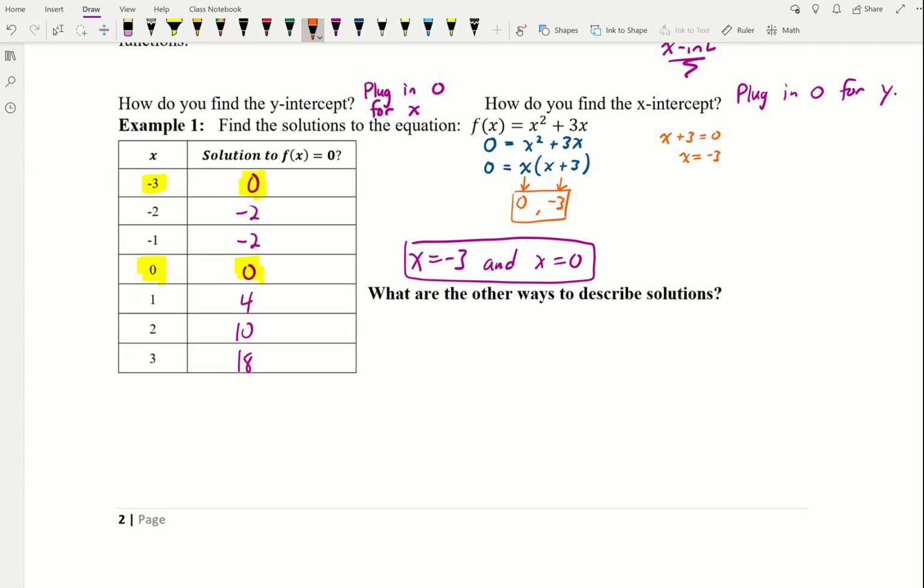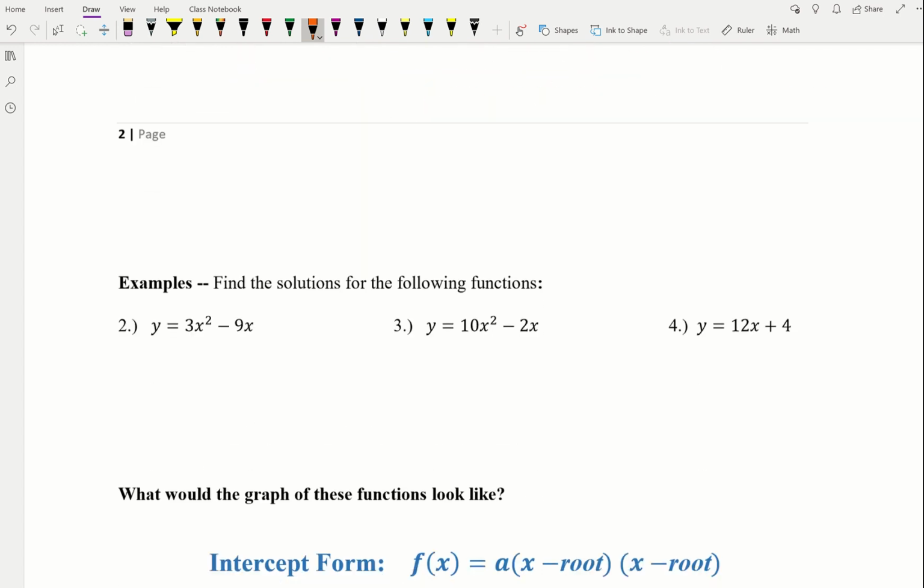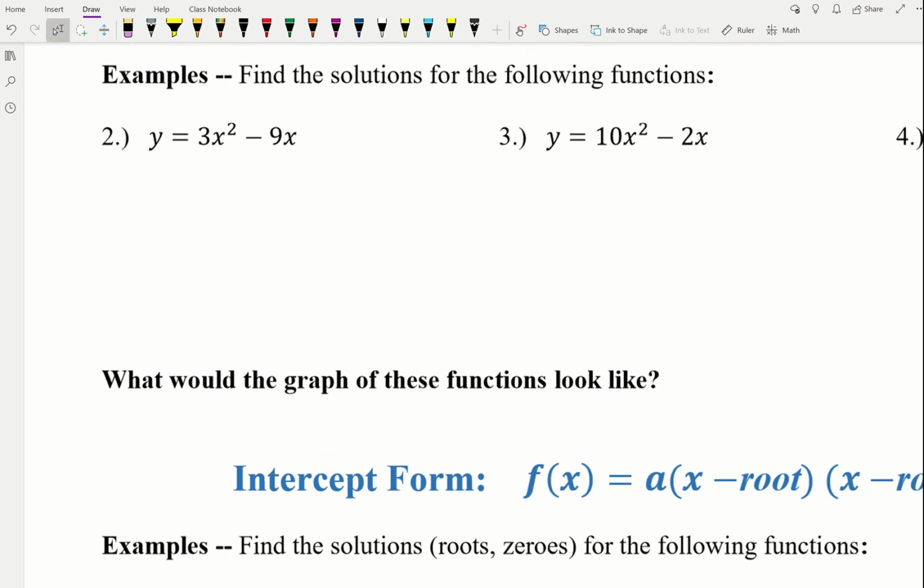All right. Now it says, what are other ways to describe solutions? Those are those 4 connected words we talked about. So solutions are also called zeros, which are also called roots, and then x-intercepts. Those are 4 words that always mean the same thing. So you're not doing 4 different things. It's one thing with 4 different words. All right, let's keep going and find some other examples.